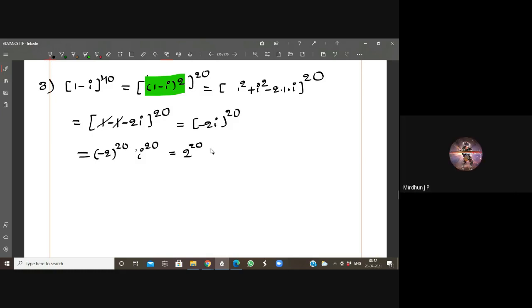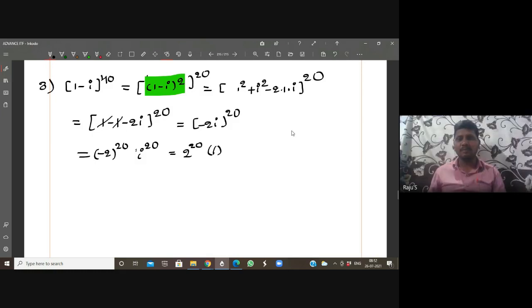Is it 0? No, sir, it is 1. Because iota power 20 is iota power 4 whole power 5, that is 1 power 5, that is 1. Okay, so is it a required complex number?